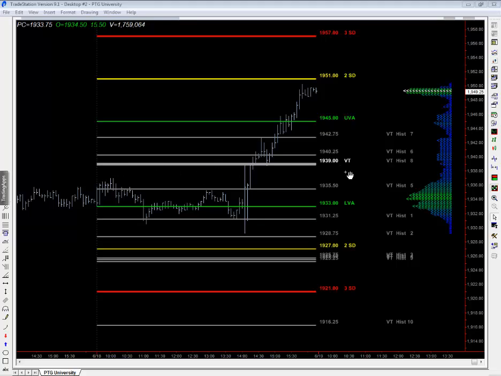Okay, so let's take a look at, first off, today's VT, or volume trend. Some people also refer to it as the VWAP. We simply use the term volume trend. And today's closing volume trend is 1939.